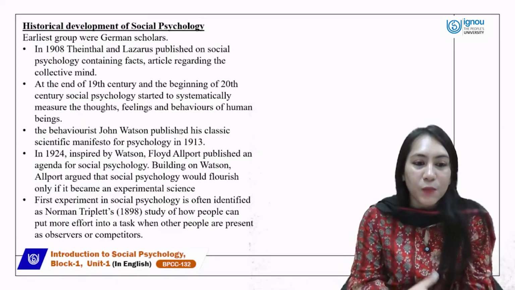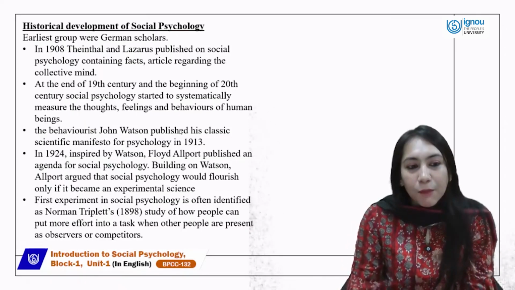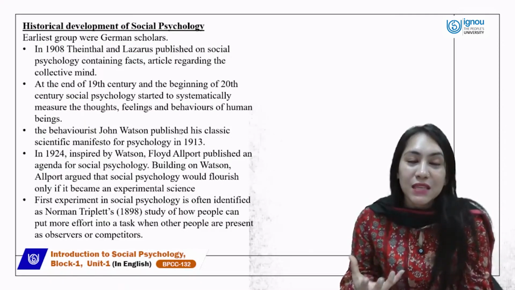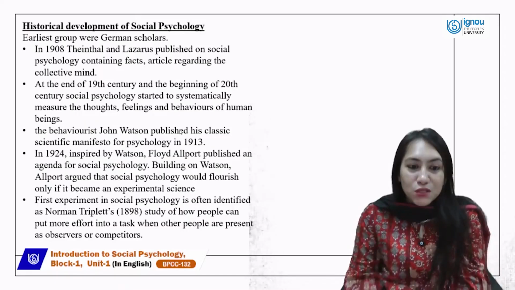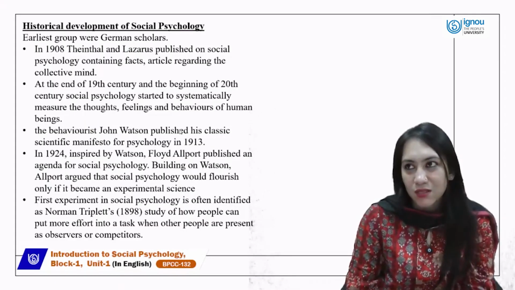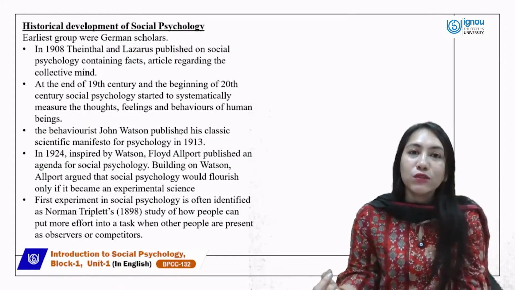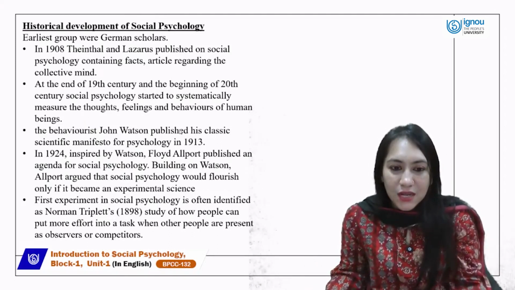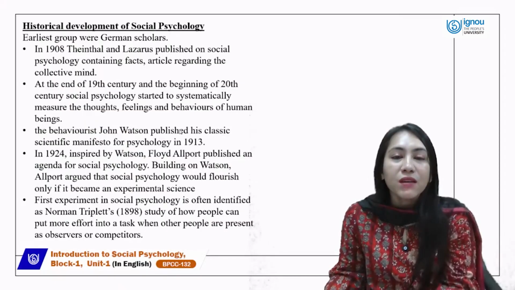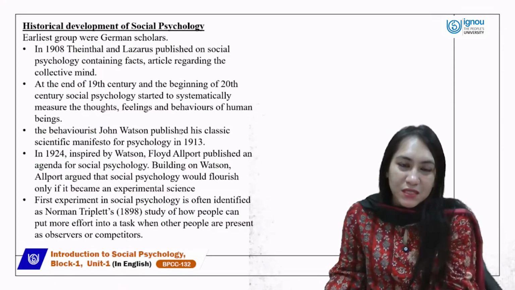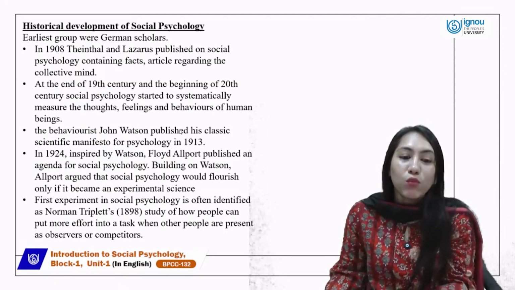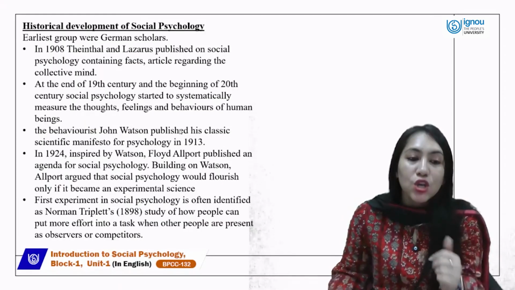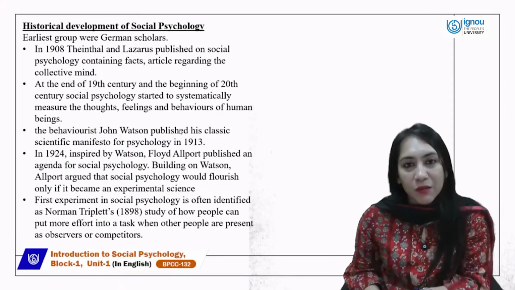In 1924, inspired by Watson, Floyd Allport published an agenda for social psychology. So, an agenda is what this psychology should do. What should its goal be? What should its achievements be? And what kind of activities and social behaviors should this psychology study? Building on Floyd's publications, Watson and Allport argued that social psychology would flourish only if it became an experimental science.